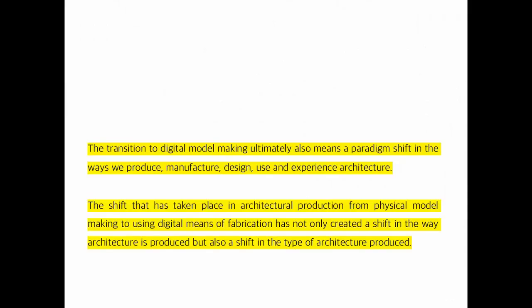The purpose of this presentation is to question and reposition what traditional model-making practices in architectural education have enabled, and how the transition to digital model-making ultimately also means a paradigm shift in the ways that we produce, manufacture, design, use, and experience architecture. To do so, I will argue that the shift that has taken place in architectural production from physical model making to using digital means of fabrication has not only created a shift in the way architecture is produced, but also a shift in the type of architecture produced. This just about sums up the paper I'm about to present.